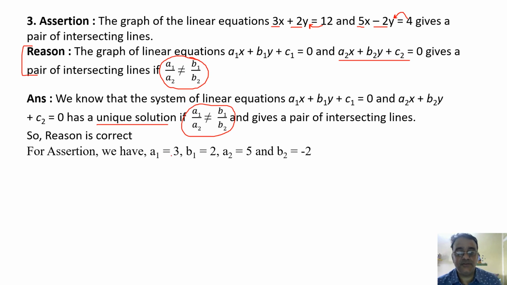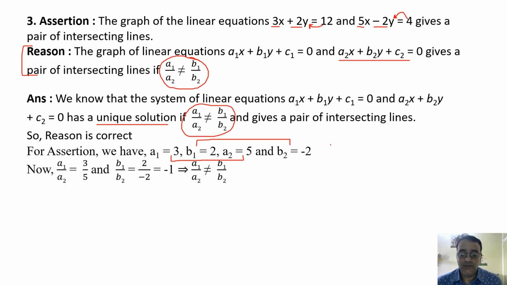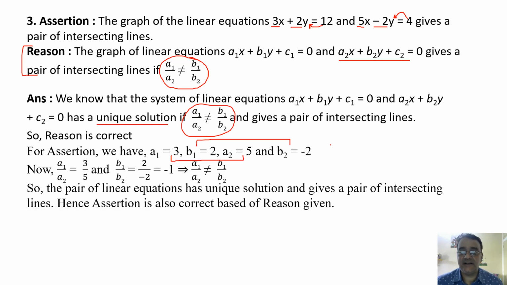So the first ratio is a1 by a2. What is the ratio? 3 by 5. And b1 by b2? 2 by -2, that is -1. So both are not equal. Both are not equal, that means the pair of linear equations has a unique solution and it gives a pair of intersecting lines. So the assertion is also correct based on the reason given. इसका मतलब दोनों रीजन भी assertion का explanation है.